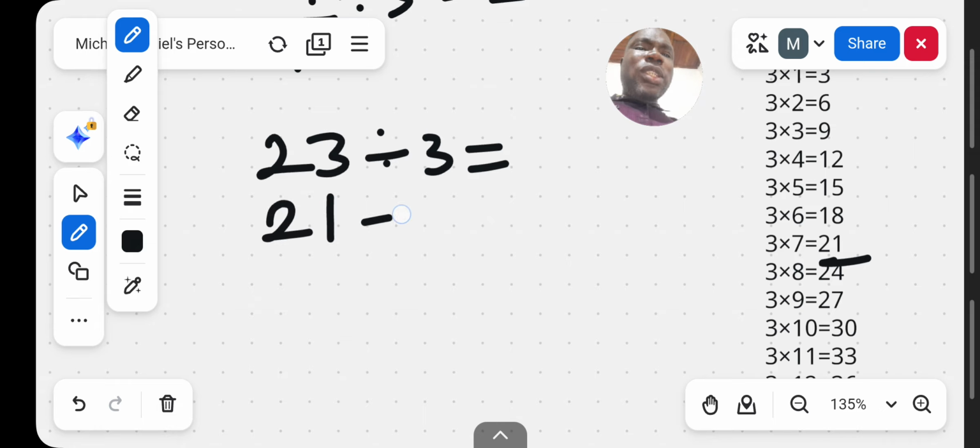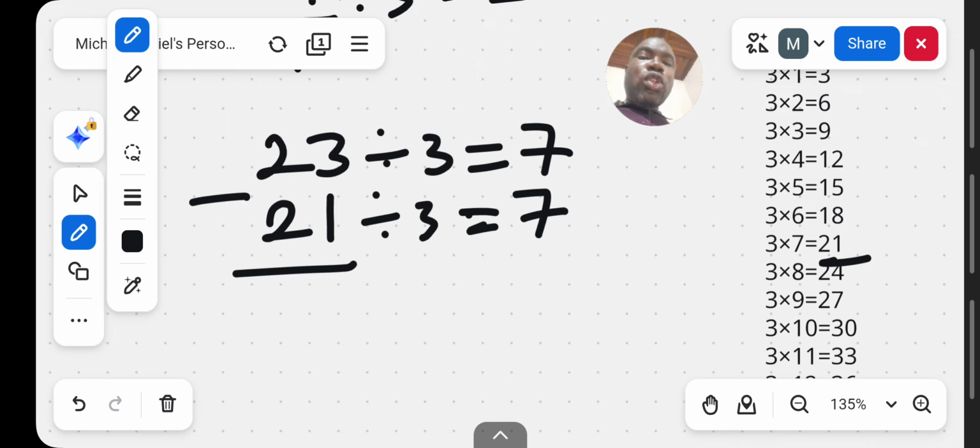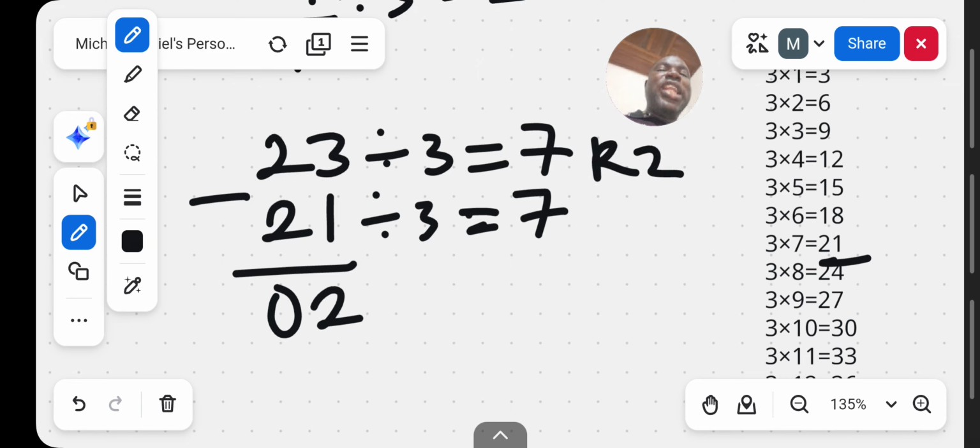What is 21 divided by 3? You can see that 3 times 7 is 21. That means 21 divided by 3 is 7. So if 21 divided by 3 is 7, that means 23 divided by 3 will also be 7. But now for 23 divided by 3, we have a remainder. How do we do that? We subtract. 3 minus 1 is 2. So that means the remainder will be 2. So 23 divided by 3 is 7, remaining 2.